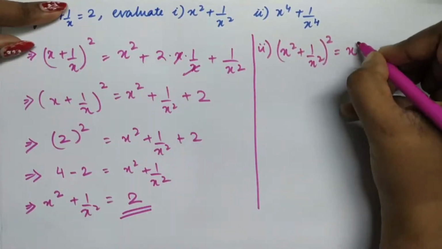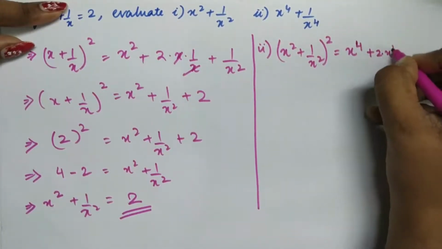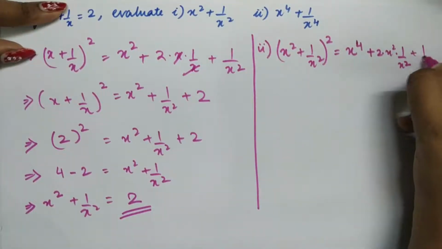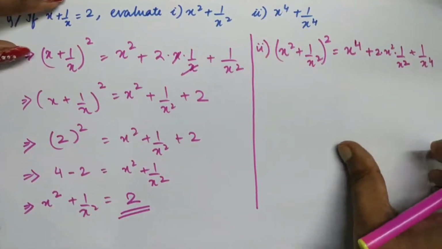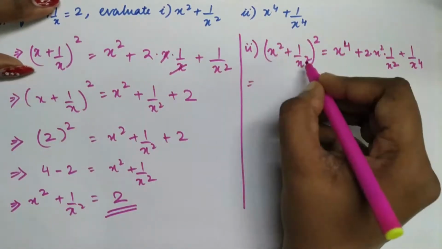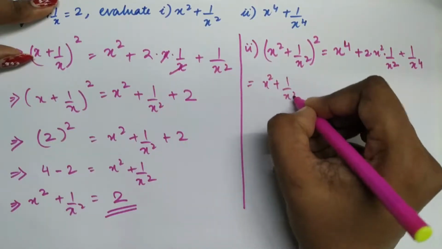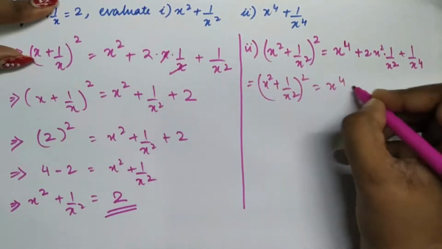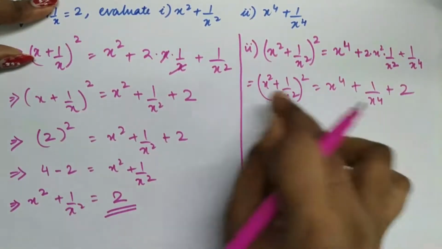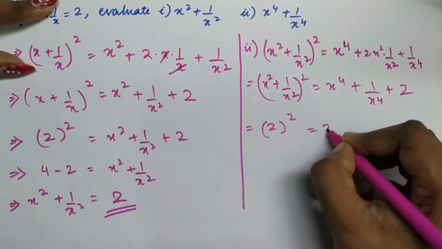So if I have this question and I am doing the square of this, what will be my answer? x to the power 4 plus 2 into x square into 1 by x square, this is the plus 2ab form, plus 1 by x to the power 4, because that is the square of 1 by x square. Now I have to get the value of this. Let me first write it again. After arranging the terms, I am left with this. I want to find the value of this. I know the value of this from the previous part, that is 2 square.